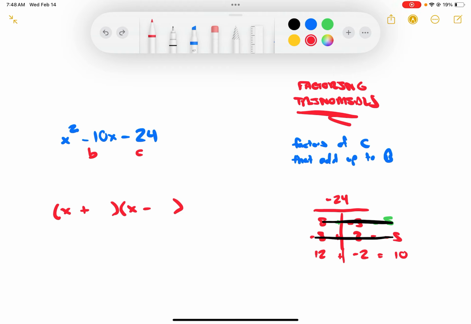So it's not those. But if I flip them, right, negative 12 and positive 2 still multiplies to negative 24, but then I add those together, and that gives me my b value. So that means that those are the numbers that I'm looking for, right? So x minus 12 and x plus 2. And that would be that factored form right there.